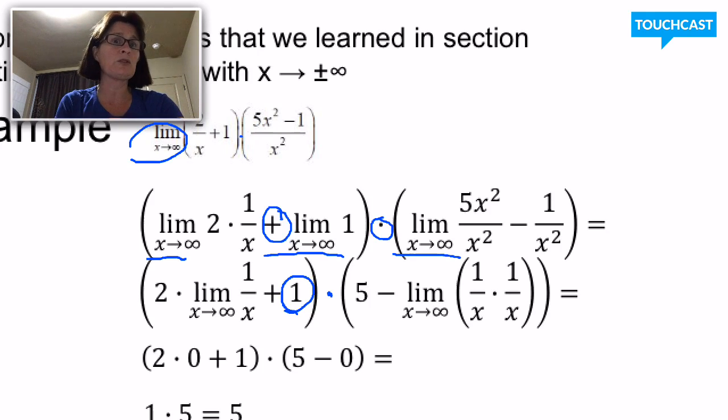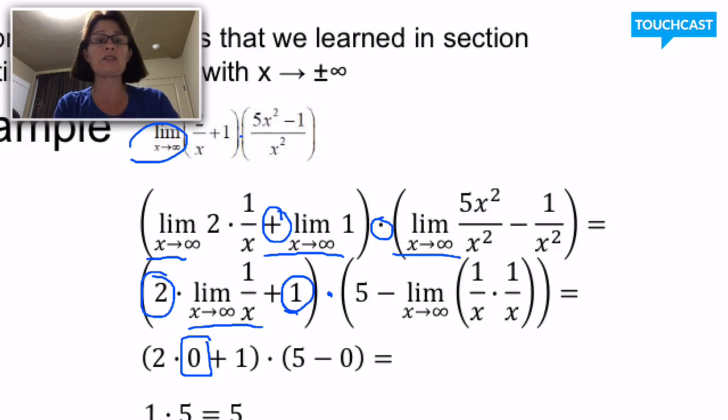Here, the limit as x approaches infinity of 2 times 1 over x I could rewrite as the limit as x approaches infinity of 2 times the limit as x approaches infinity of 1 over x. The limit as x approaches infinity of 2 is 2, so that's why that part is simplified. On the next line, what is the limit as x approaches infinity of 1 over x? That's our new fact for this section. That limit is 0, which is why I have that 0 replaced in here.